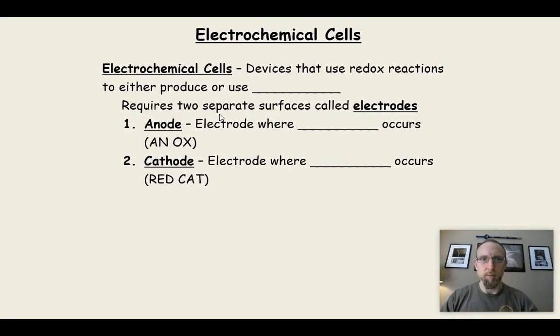Today, we're going to move on to the next topic in the redox unit, which is electrochemical cells. There's two words in it, electro and chemical. So we're dealing with electricity and chemical reactions, and you'll see how the two are tied together.